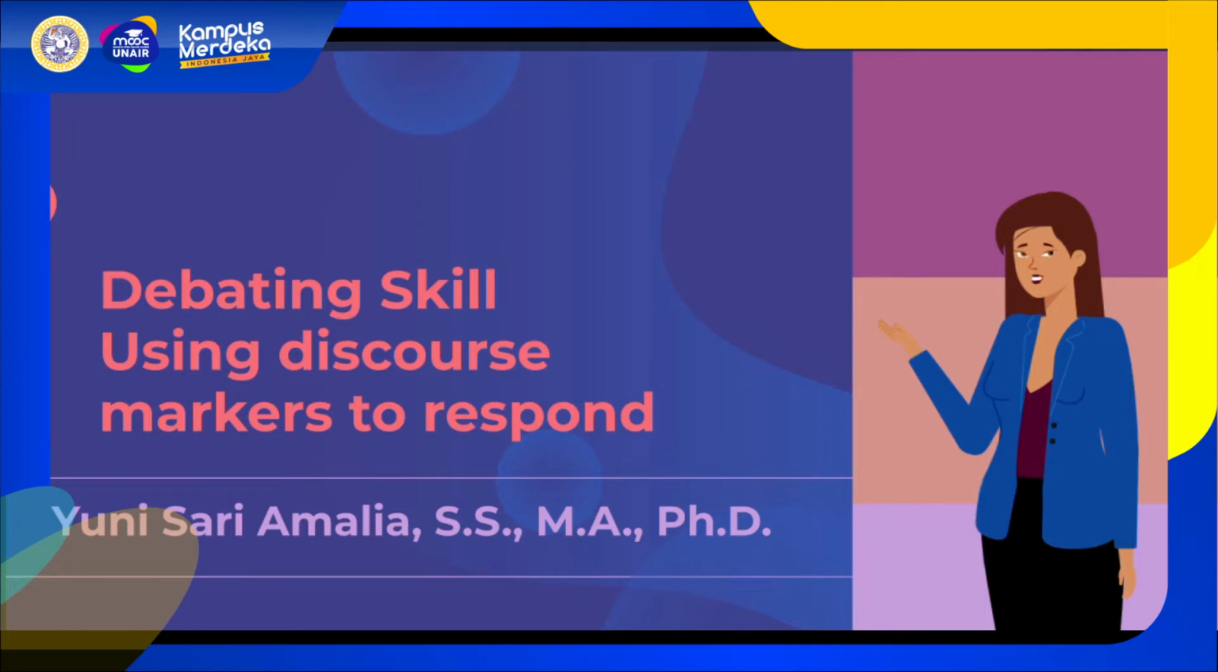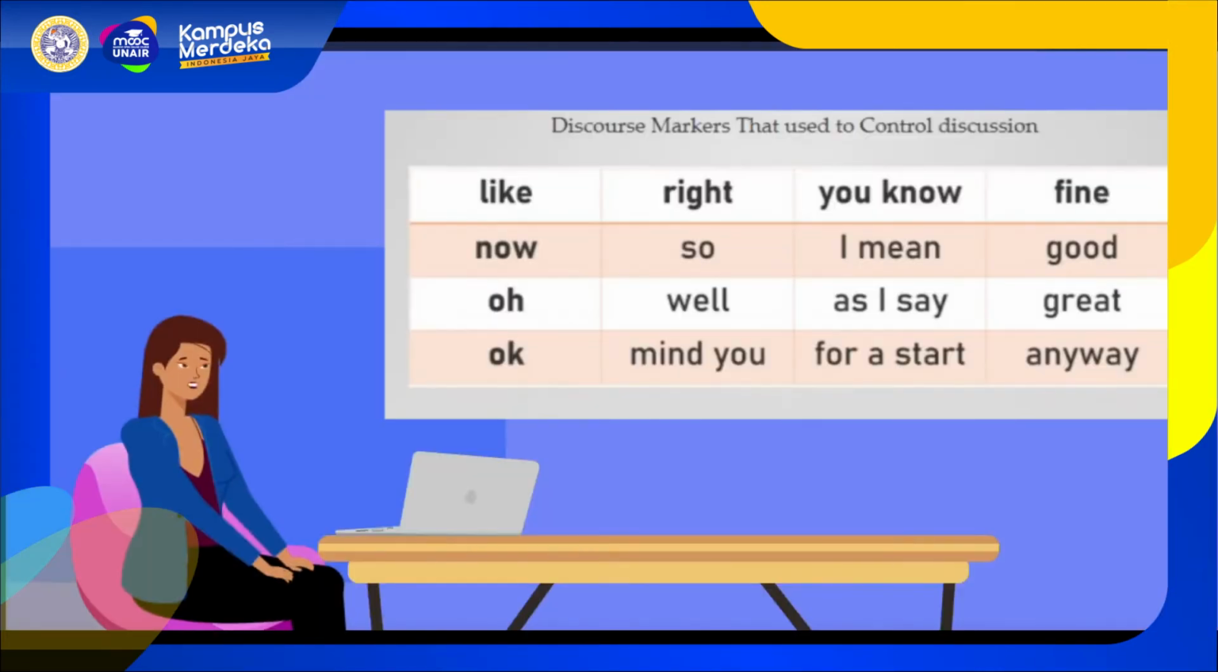Okay, let me tell you. Discourse markers are words or phrases used to connect, organize, manage, and control a communication. On this slide, you can see examples of discourse markers. You can use them to start a conversation, and change or adjust the topic of the conversation. For more details, I will explain in the next slide.